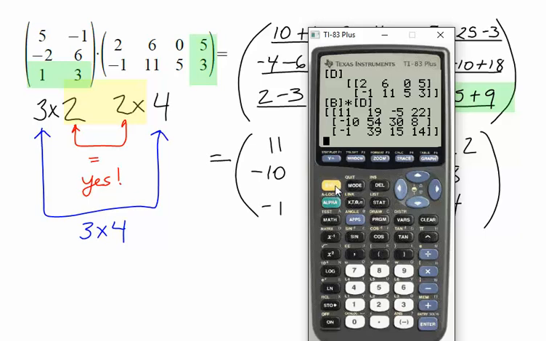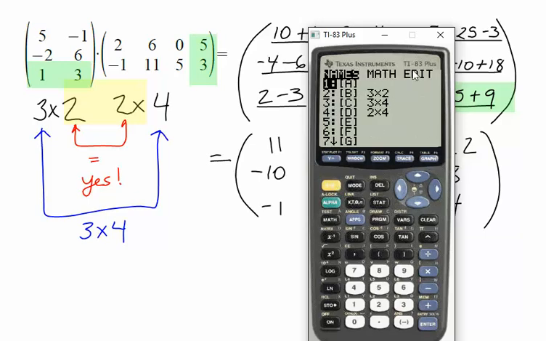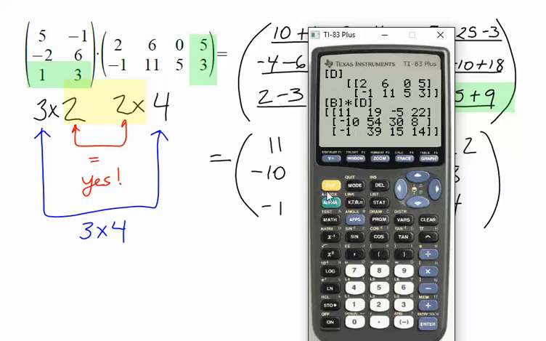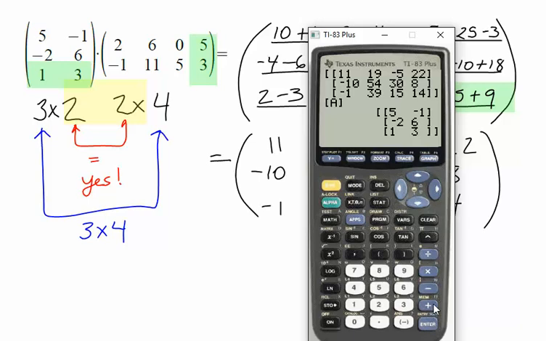Last thing for the video, how do you store a matrix? So you go second matrix, you come over to edit, and let's say we want to put this matrix in as matrix A. First we specify its dimensions. This one would be a 3 by 2 matrix. And then we just go and type. We have 5. Then we have a negative 1. Notice it's filling in as we go. Then we have a negative 2, positive 6, 1, and positive 3. We could just quit out. We could go second matrix, grab the name of matrix A, hit enter, and there it is.